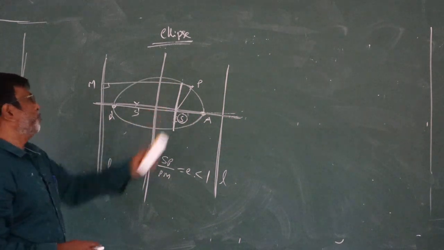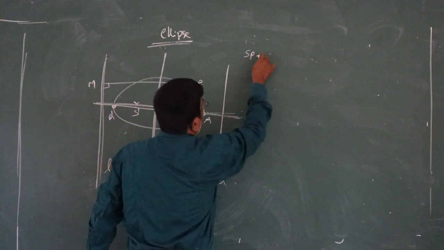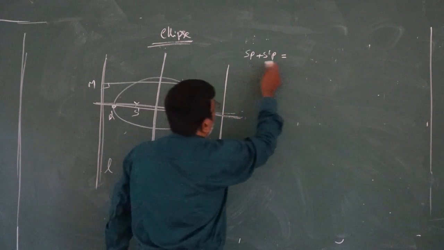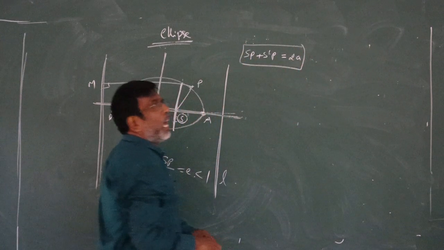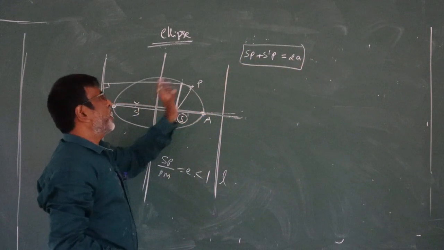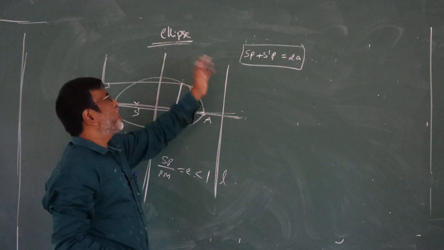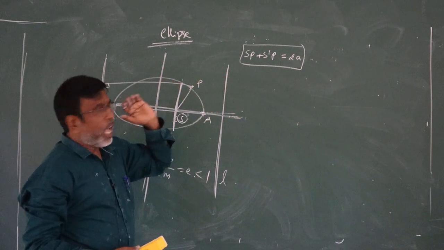One more concept. S and S dash are two fixed points, and P is any point such that SP plus S dash P equals 2A. The locus of P is an ellipse. That is called the ellipse.